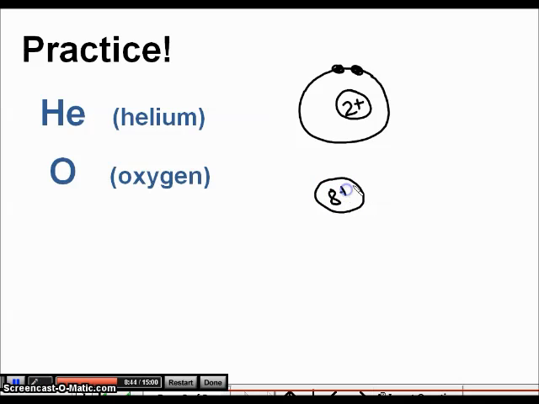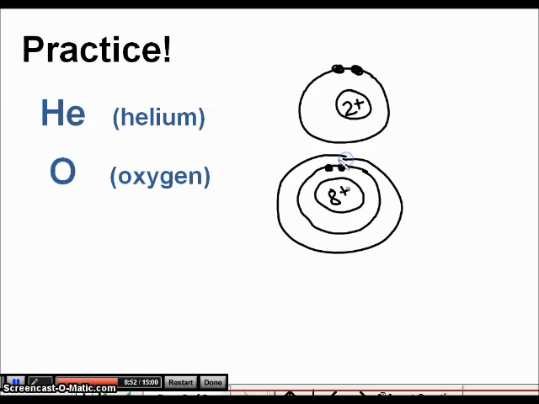8 protons. And then we draw energy levels. So here's 2 electrons. And then we need 3, 4, 5, 6, 7, and 8. And you can always go back and double check. Do your protons equal your electrons? 8 protons, 8 electrons. I'm good.